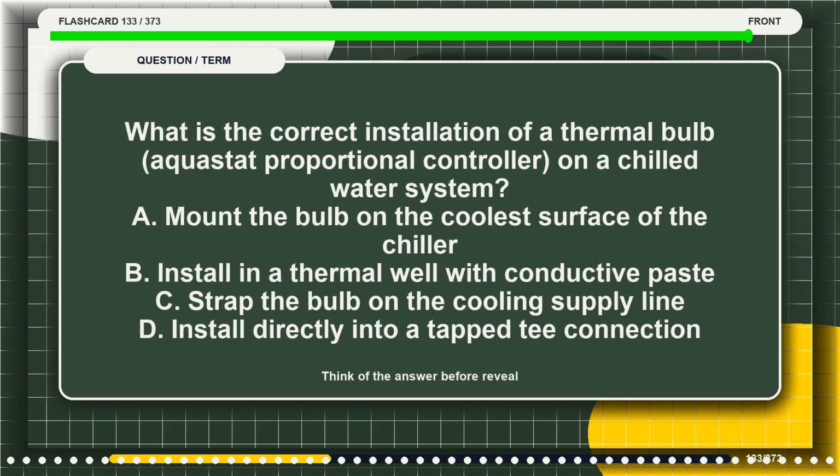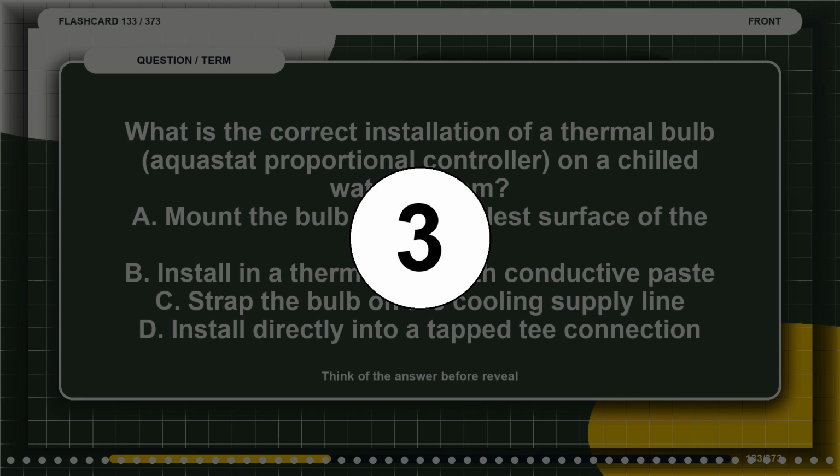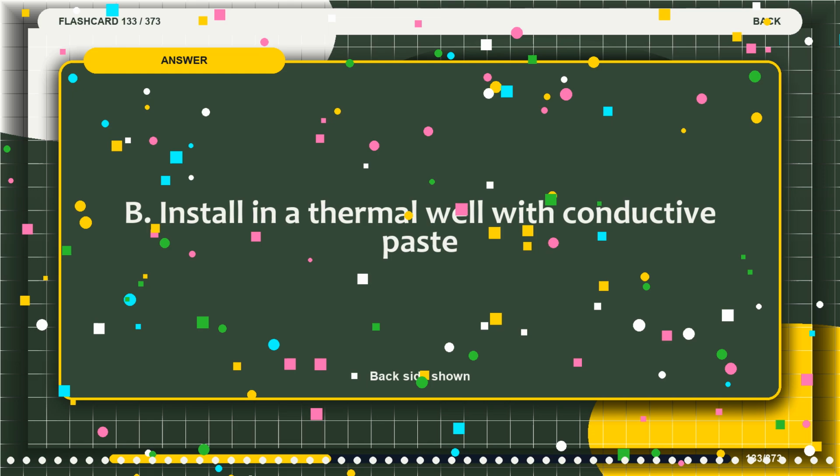Flashcard 133. What is the correct installation of a thermal bulb aquastat proportional controller on a chilled water system? A. Mount the bulb on the coolest surface of the chiller. B. Install in a thermal well with conductive paste. C. Strap the bulb on the cooling supply line. D. Install directly into a tapped T connection. Think of the answer before the reveal. The answer is B. Install in a thermal well with conductive paste.